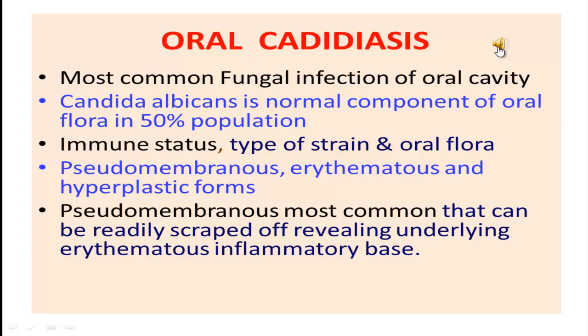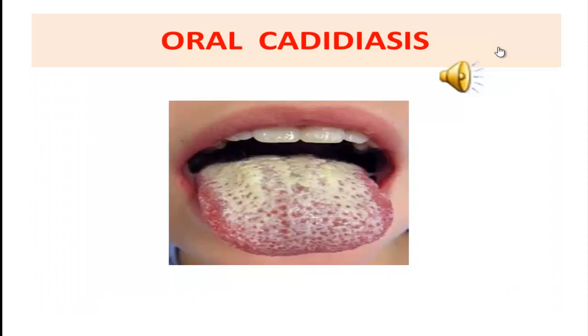It appears as a superficial, curdy, grey-white inflammatory membrane that can be readily scraped off, revealing an underlying erythematous inflammatory base. In mild cases of immune suppression, the disease remains superficial. However, in debilitated and severely immunocompromised or immunosuppressed individuals, deep-seated infection can occur. This slide shows oral candidiasis. We can see that the tongue surface is covered by oral thrush, appearing as a white curdy membrane on the tongue surface.